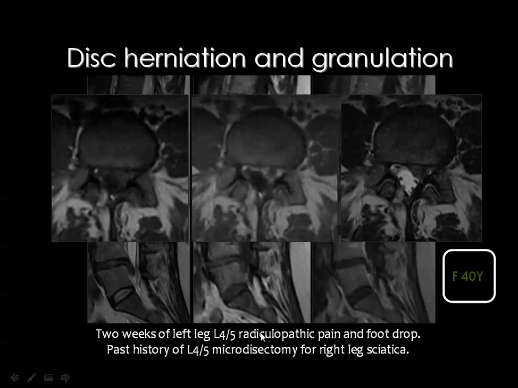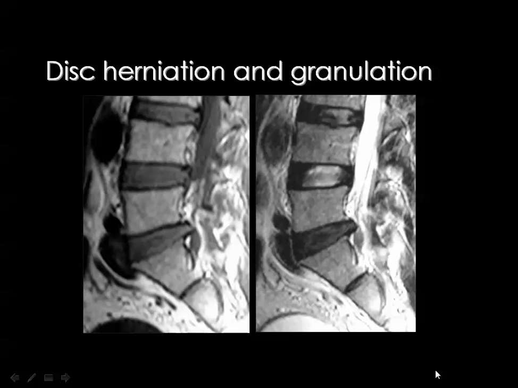And in the axial image, this is T1 before contrast, T1 after contrast, and T2. In the T1 post contrast, you can see enhancement representing the granulation tissue and the disc substance inside this granulation tissue. And also here, it is easy in the T2 weighted image to separate between the herniating disc and the associated granulation tissue.